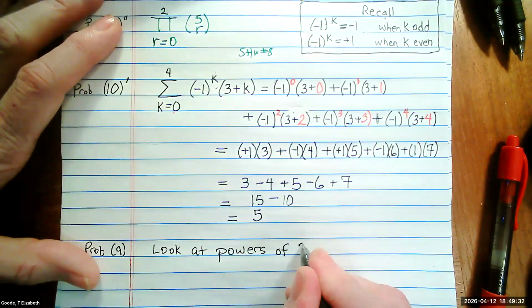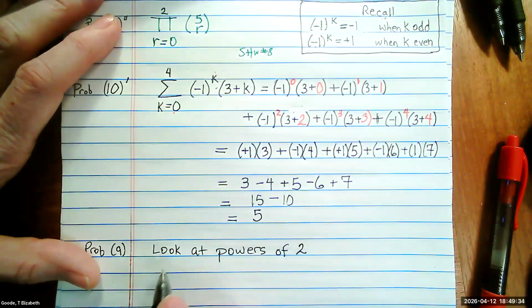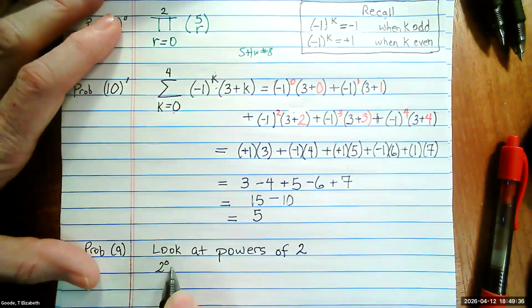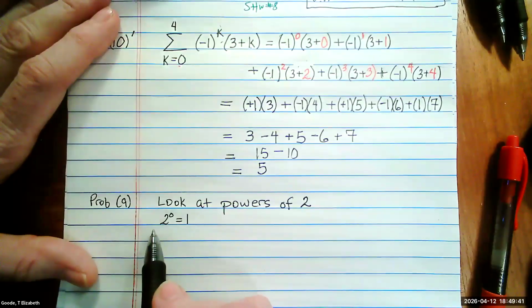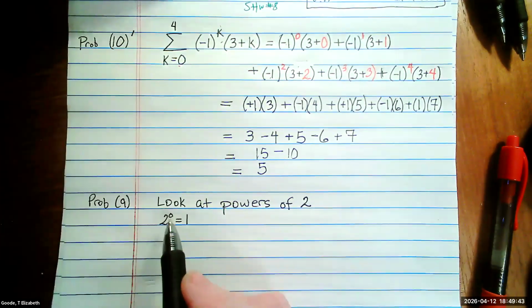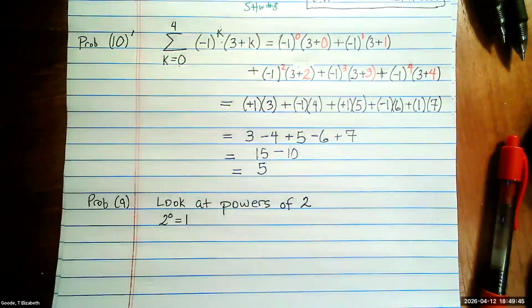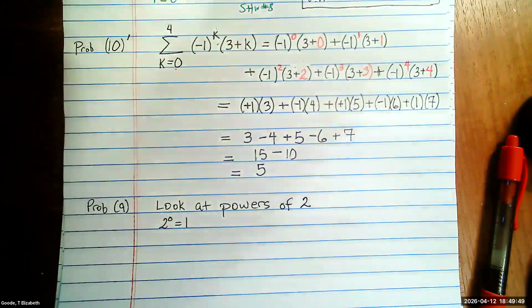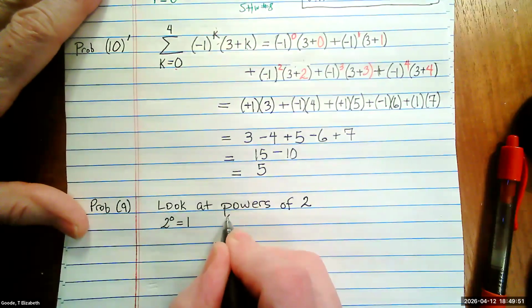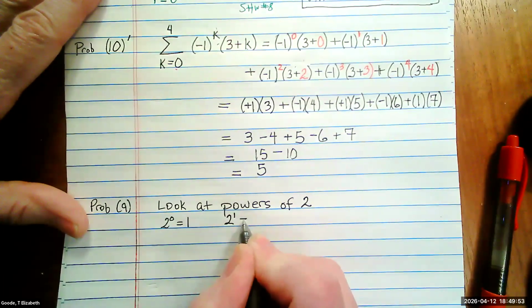So first, let's just look at powers of 2, okay? 2 to the 0 is 1 because anything raised to the 0 is 1 except 0. 0 raised to the 0 is an indeterminate form. But don't worry, we're not going to have 0 raised to the 0 in this class, where this is not a calculus class. What's 2 to the 1?